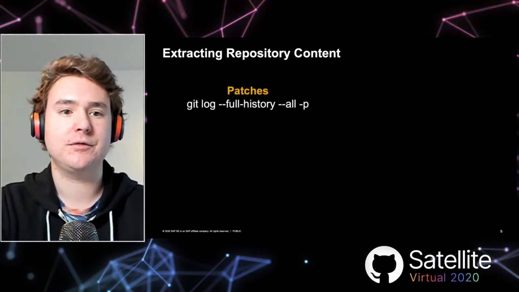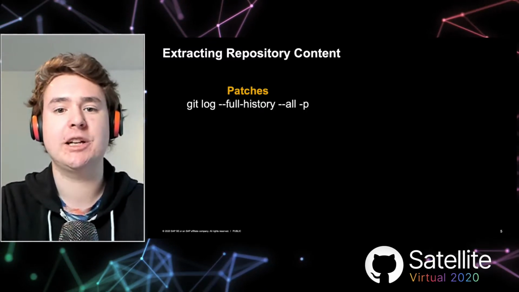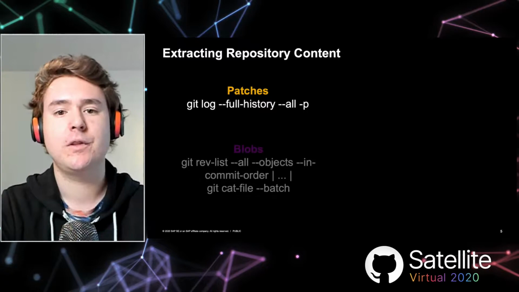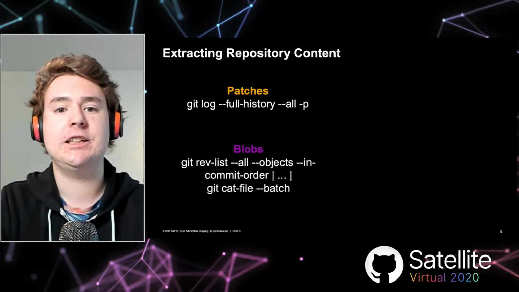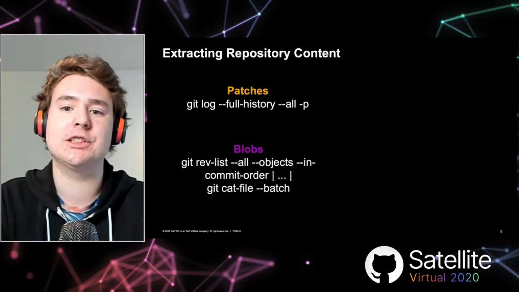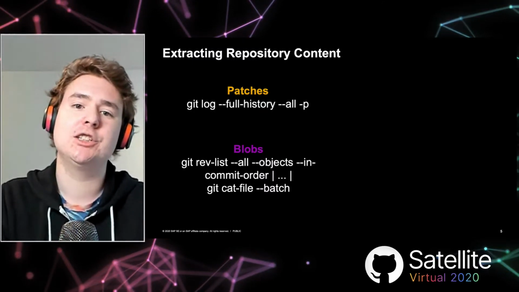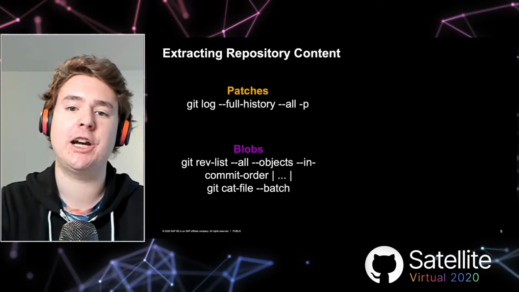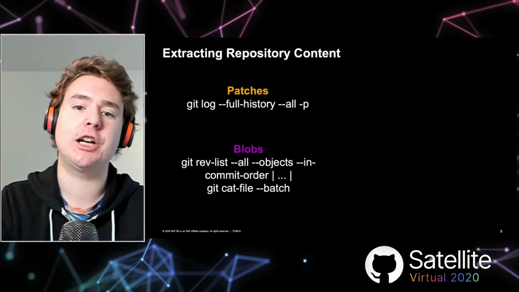You can use Git log to display the history, and it will show you the patches between each commit. Or alternatively, Git cat-file may be used in batch mode to just dump the contents of all blob objects. So essentially a snapshot of each file after any changes and not just the changes that occurred.